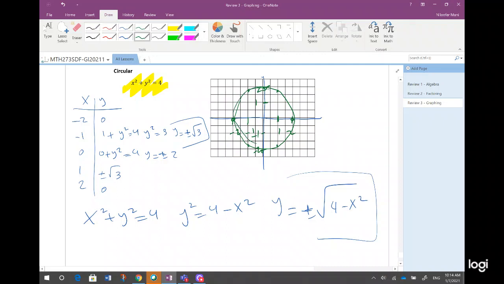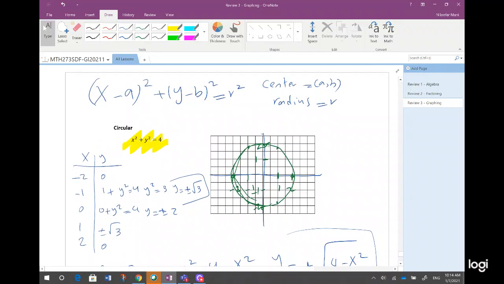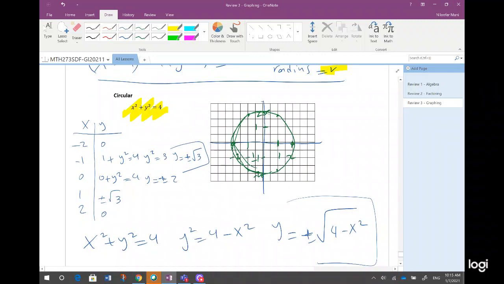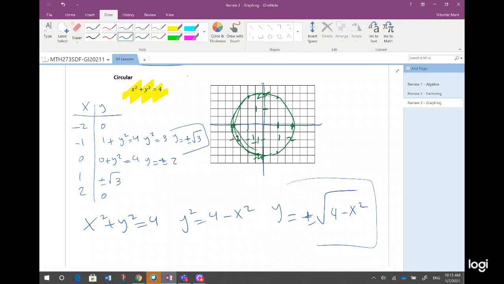Okay, again, it's good that we have this in our mind, that a circle looks like this. A circle equation looks like this one, and this is the center of the circle, and that's the radius. Here, what is the center of the circle? 0 and 0, which is here. What is the radius? The radius is 2. Okay, this is the radius.